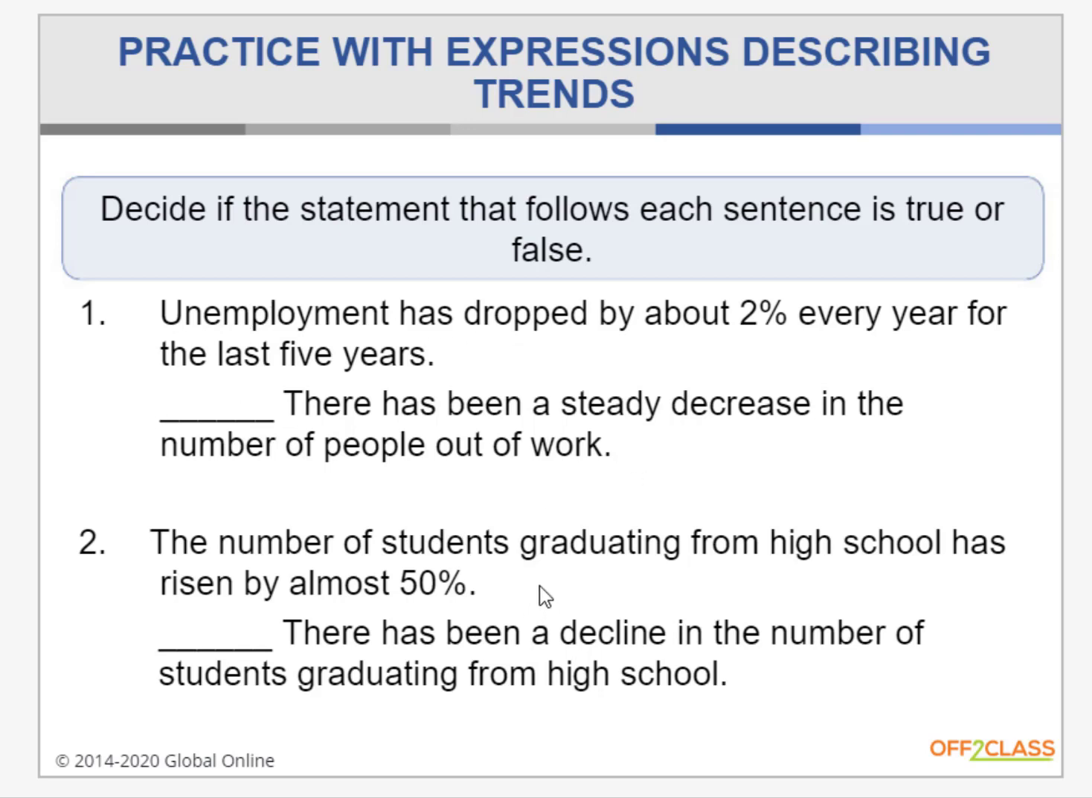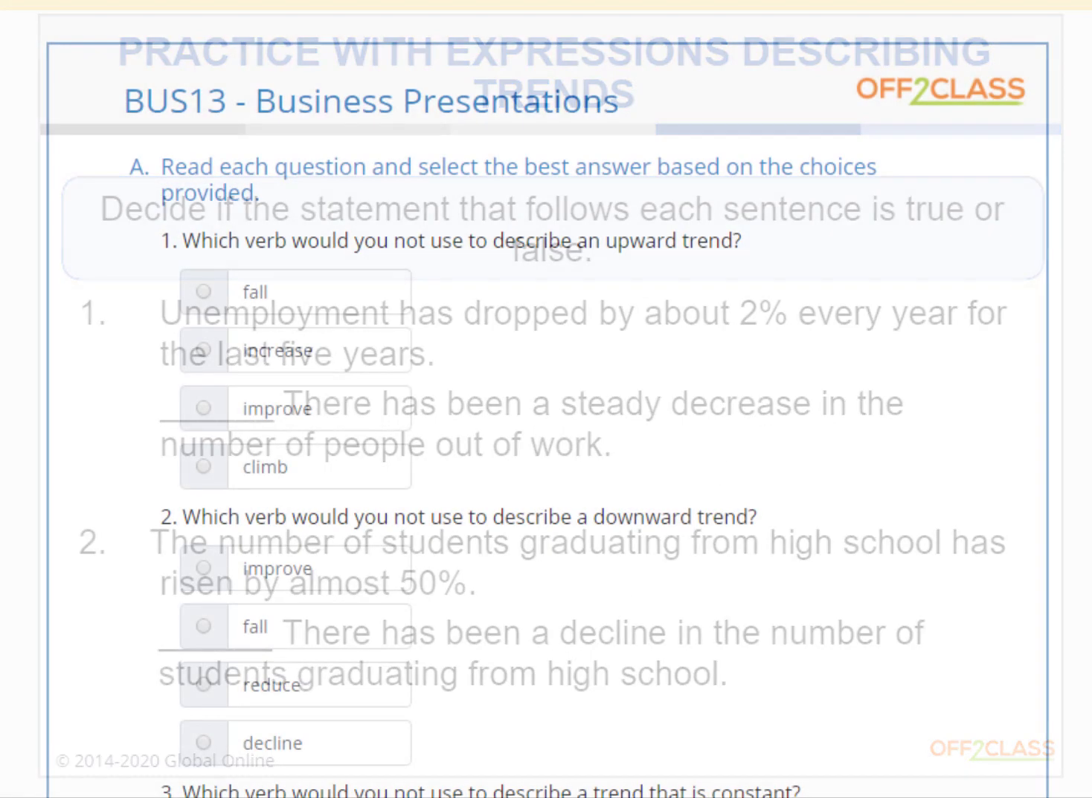How about this one? The number of students graduating from high school has risen by almost 50%. There has been a decline in the number of students graduating high school. Is that true or false? It has risen. Remember the words? Has risen by almost 50%. Is that increase or decrease? Do you remember the words for that?